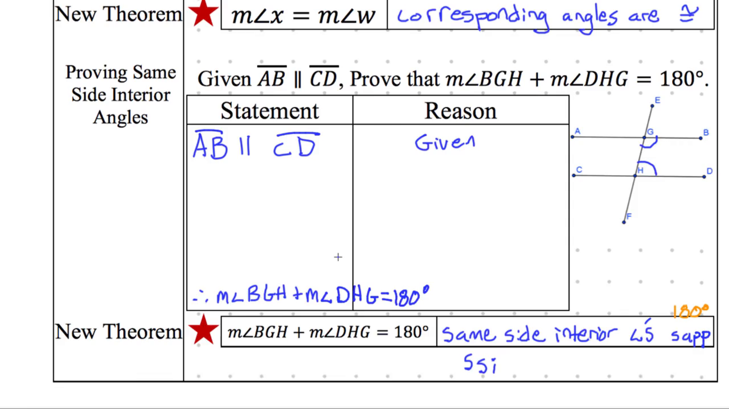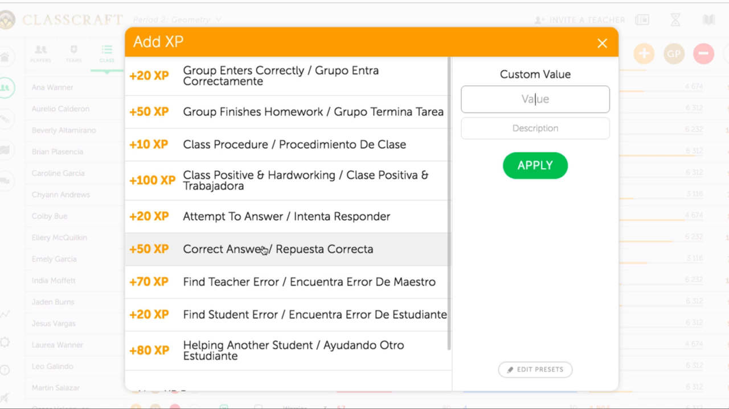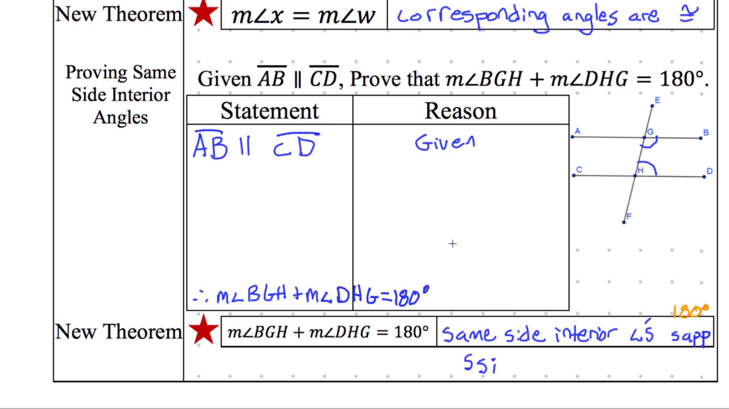That's okay. So Colby, you not only get the 50 XP, but you also get the student catching error. Thank you, Colby. Those two add up to 180. They're not equal. They add up to 180 because they're supplementary. Okay, so what's my next step?